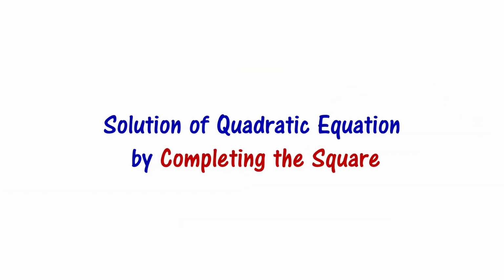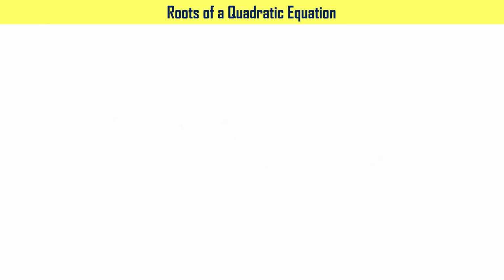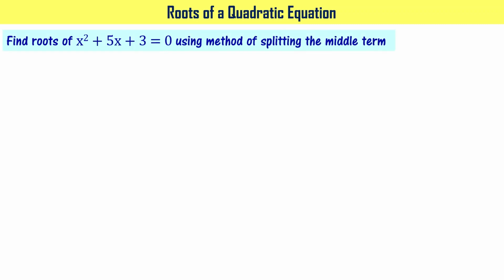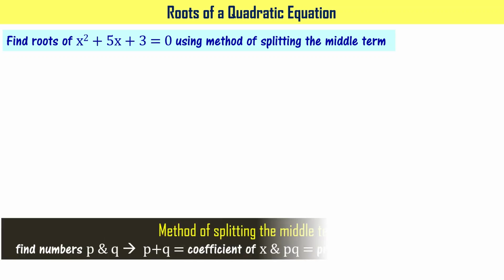Let's now learn about solution of a quadratic equation using completing square method. Prior to that, let's try this particular problem with method of splitting the middle term or the factorization method. Find roots of x square plus 5x plus 3 equal to 0 using factorization method.